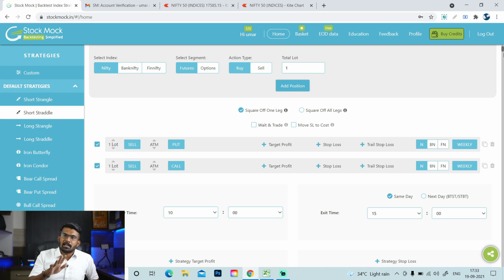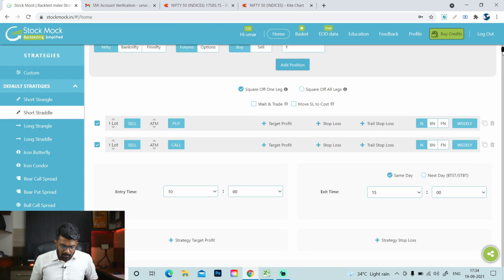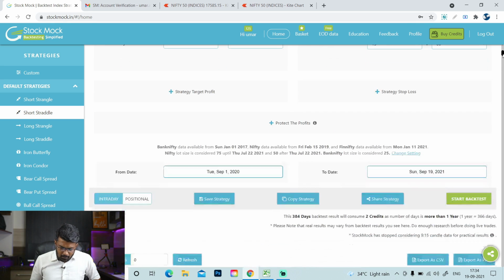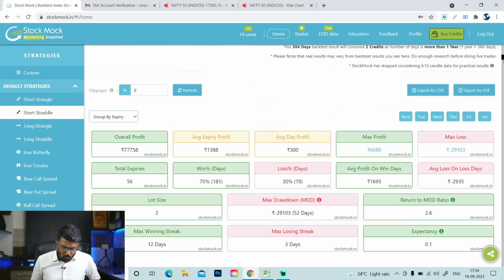You don't have to do any adjustment, you don't have to touch anything. You enter at 9:30 in the morning and exit at 3 o'clock in the evening. So one lot selling at the money put option and one lot selling at the money call option. So yeah, let us see what has happened. So now I have tested it from 1st of September 2020 to 19th of September 2021. So it's almost 1 year.